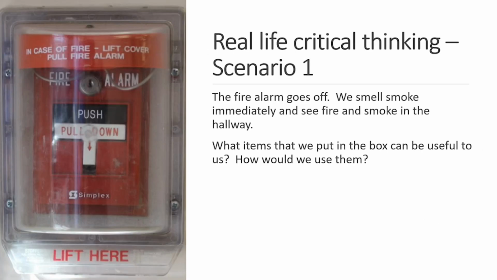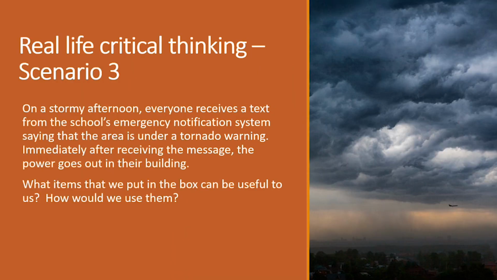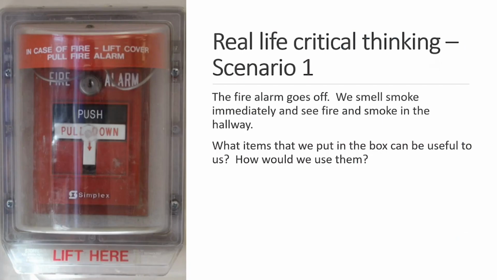All right, let's move on to scenario 4 then. So this has happened several times in chemistry classes. During chemistry lab, a student breaks a piece of glassware in his hands, and so a fragment of glass makes a large cut in his thumb, and we notice he's bleeding significantly. What do we do? What do we have now? What would be useful, and what else could we get?